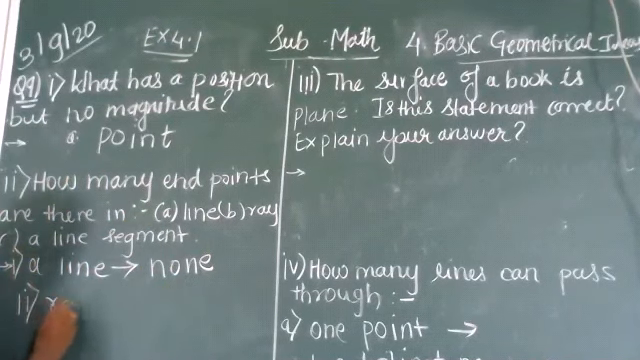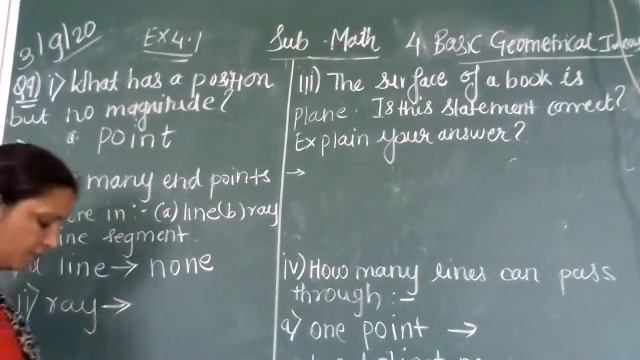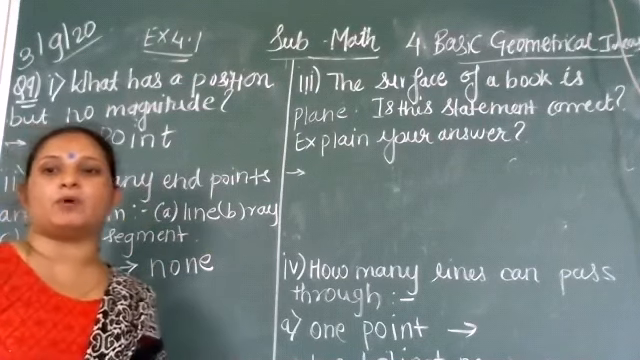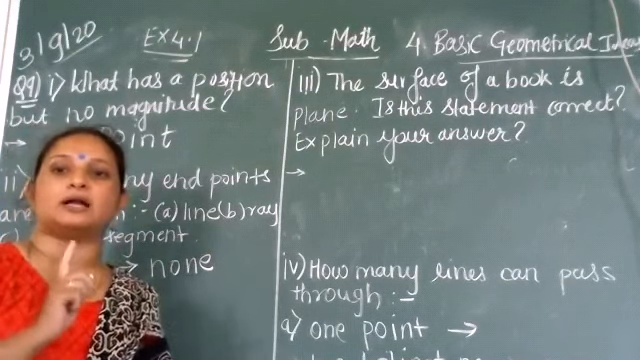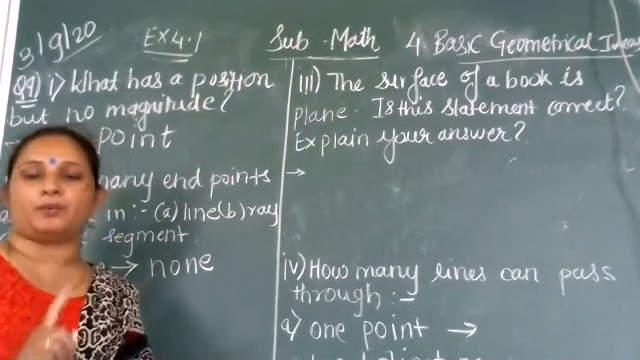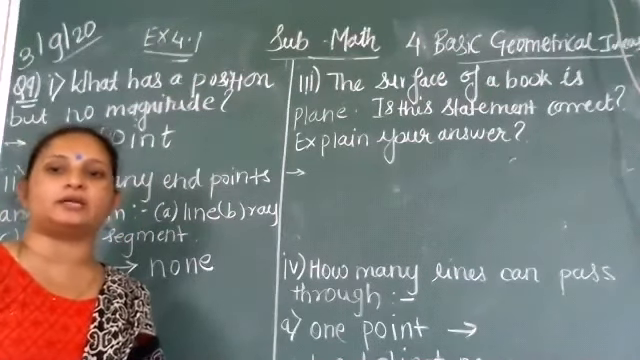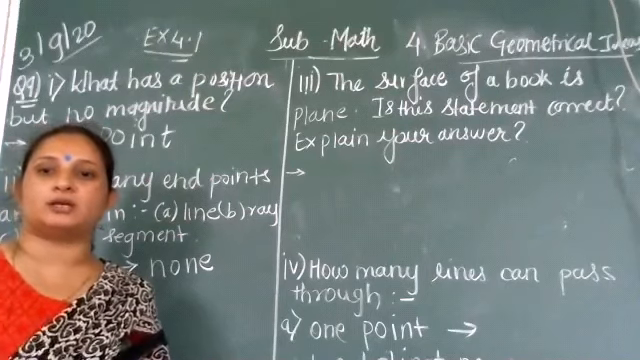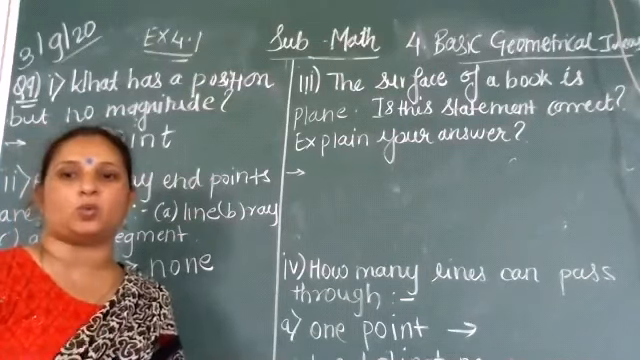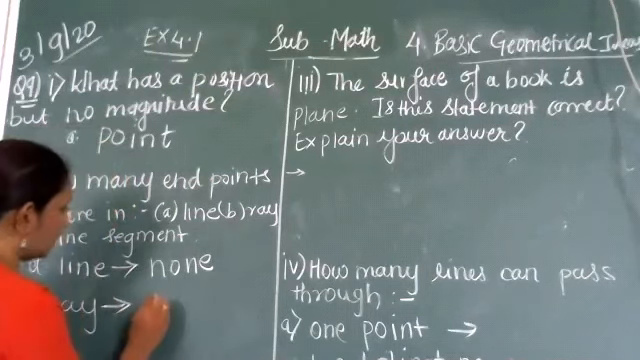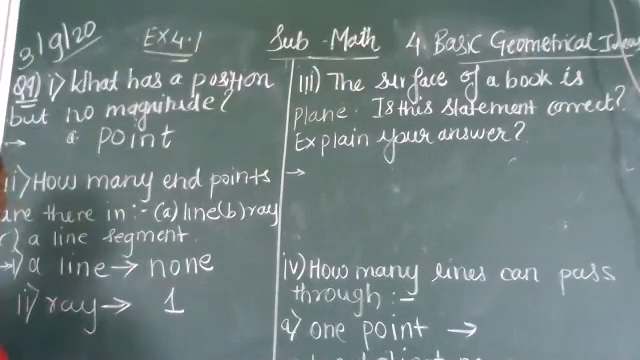The second one is a ray. Now for a ray, how many endpoints do we have? One. That is a starting point, but no endpoint, because we cannot measure where it reaches. It moves infinitely in one direction. So here for the ray, I will write 1.